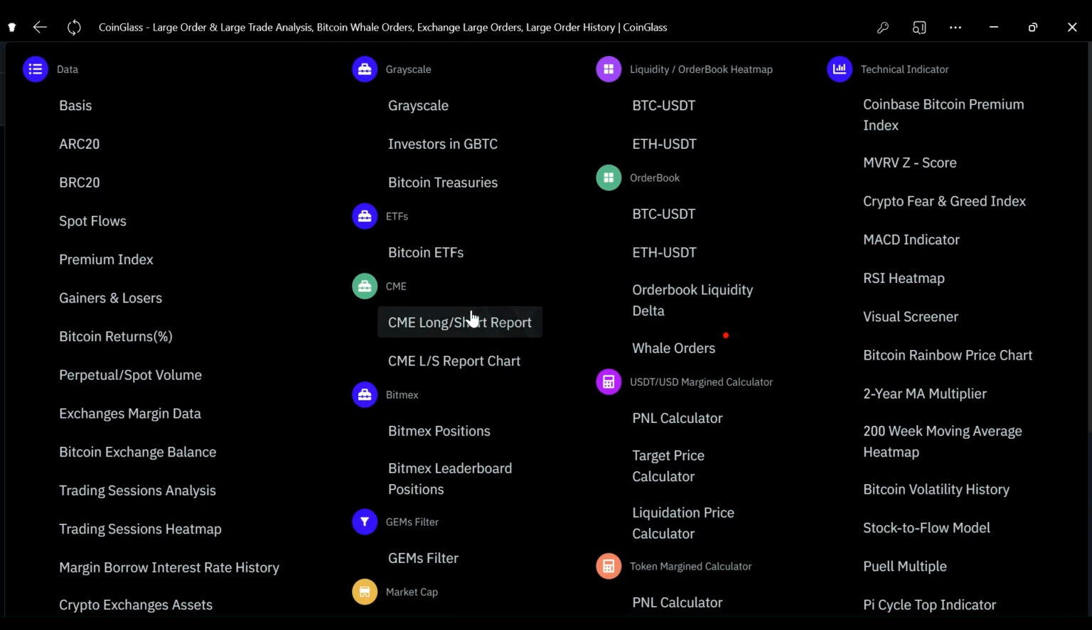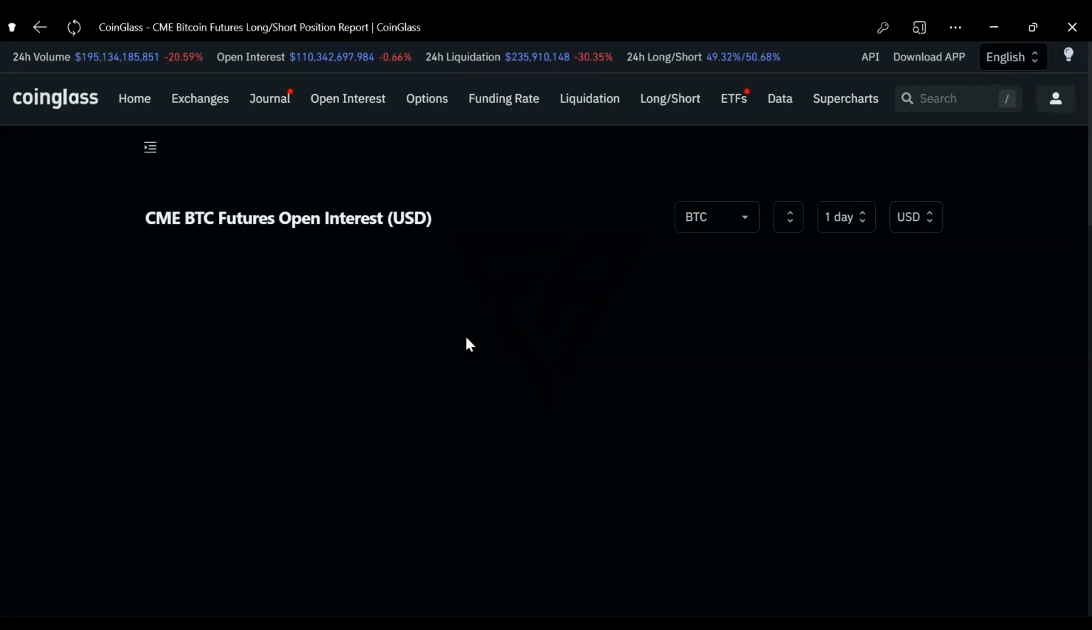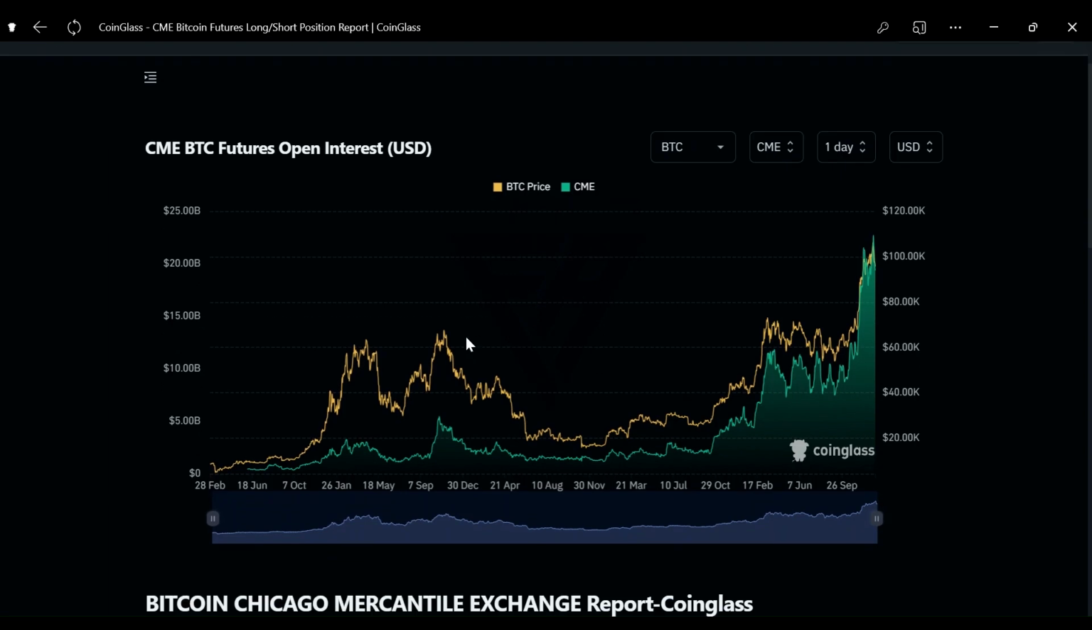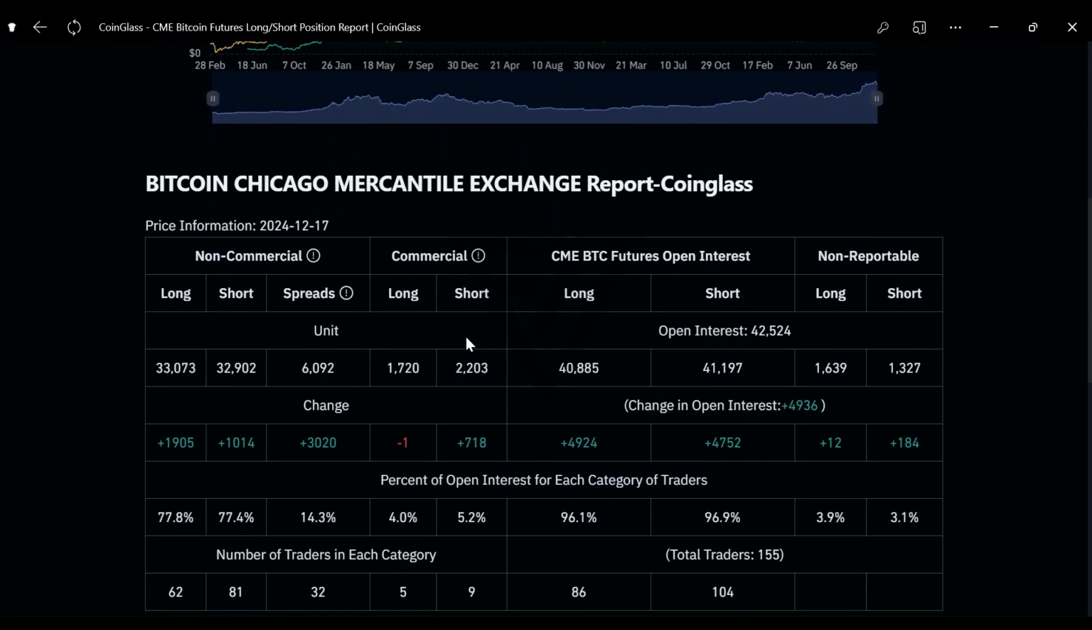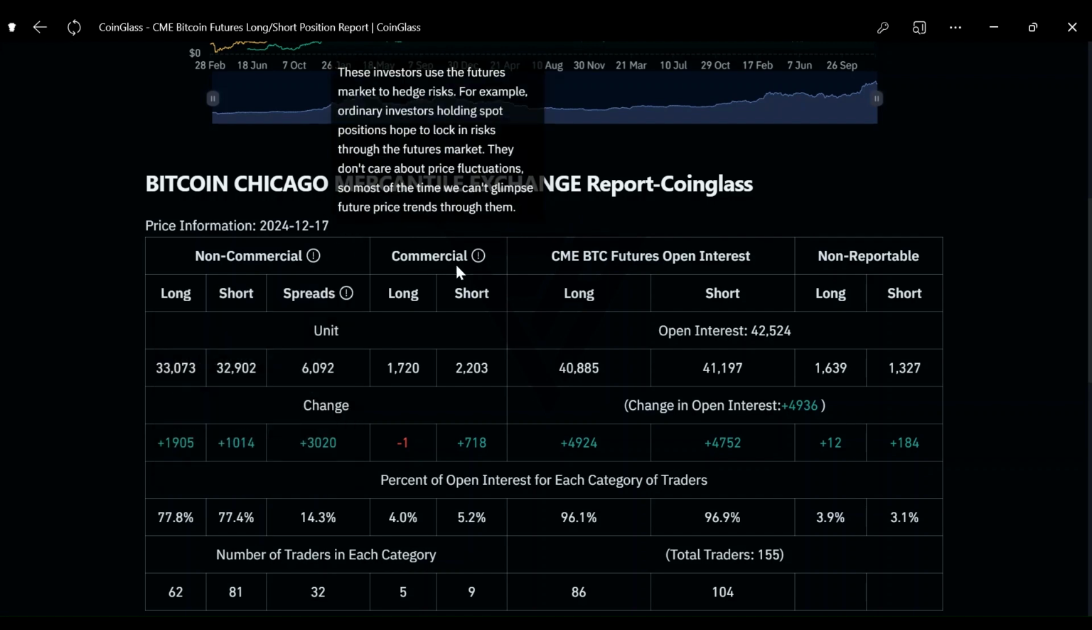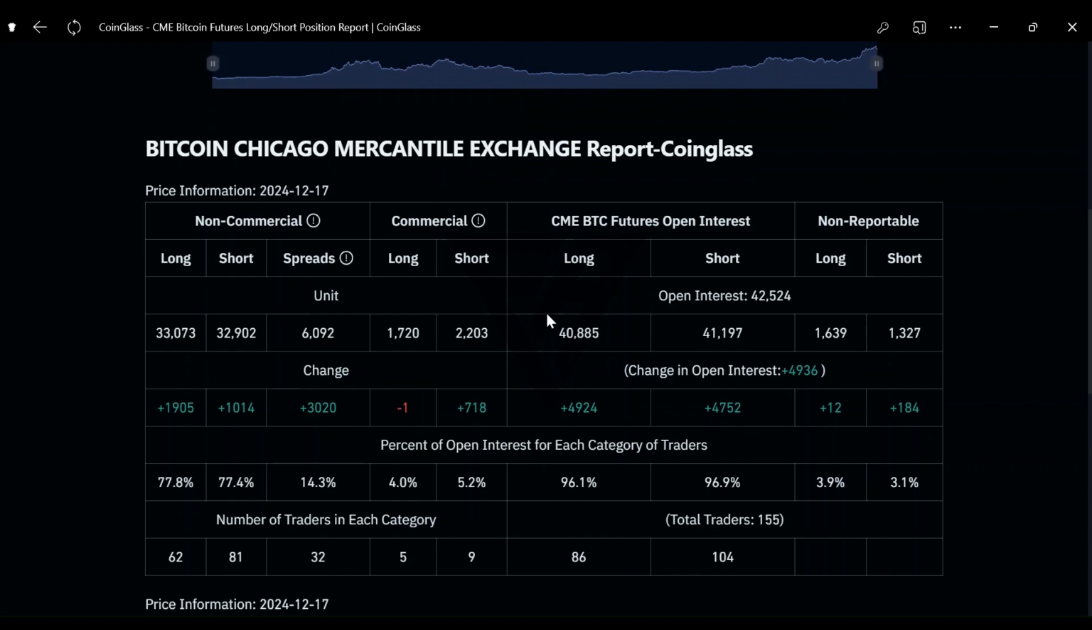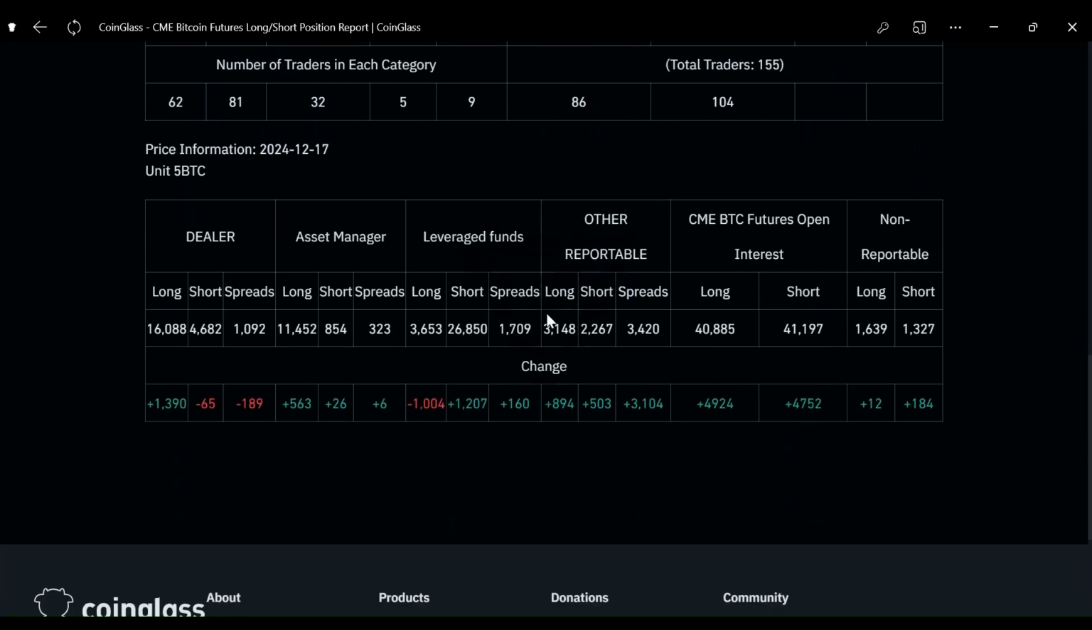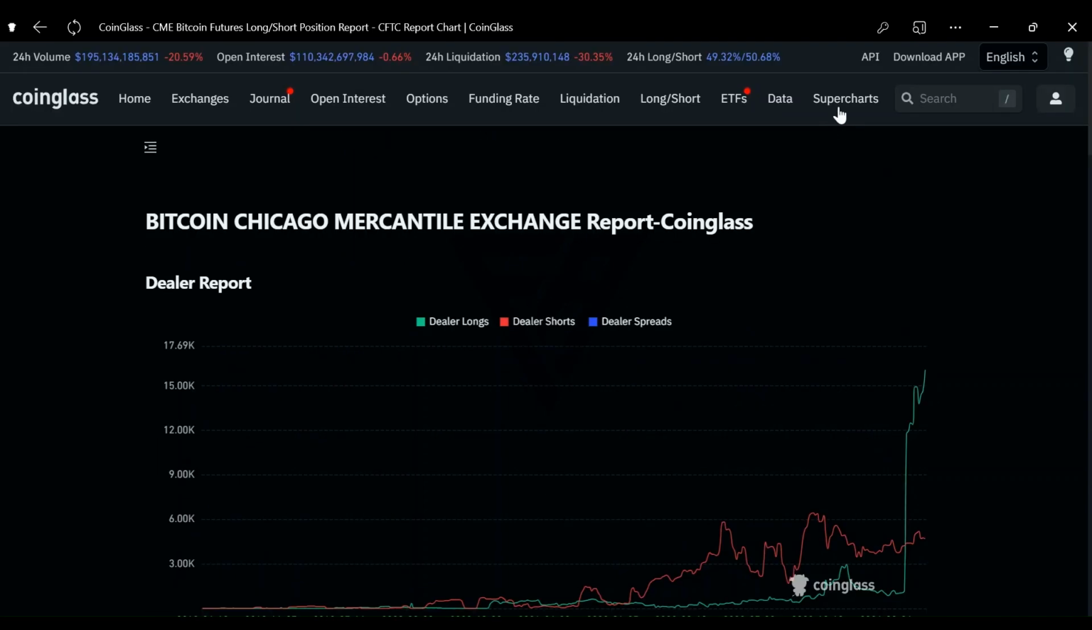Moving on, next you can look at CME data, its open interest and the CFTC Commitment of Traders (COT) report. It's a weekly report which shows net positioning of various market participants. Its data is a bit delayed and it's useful for medium to long-term analysis. I'll probably make a more detailed video on the COT report later. So let's move on to the final main section of CoinGlass.